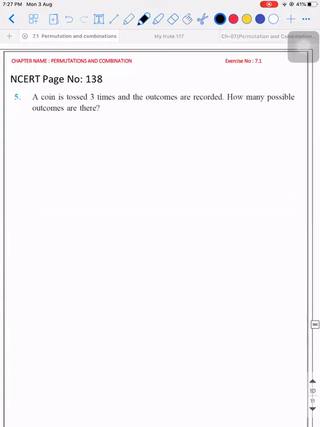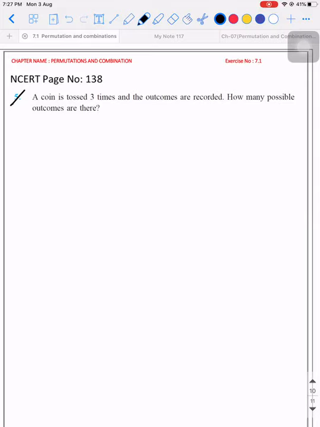Yes, sir. Fifth one. There is a coin which is tossed 3 times and the outcomes are recorded. How many possible outcomes are there? 8, sir. Because when a coin is tossed, how many outcomes are possible? 2 outcomes. It can be a head or a tail.